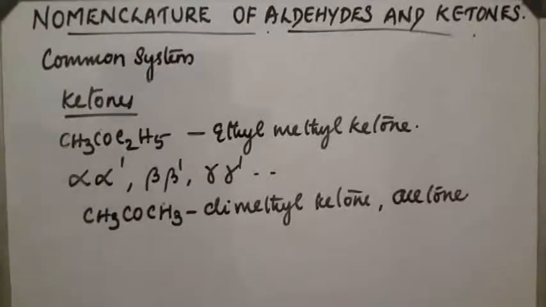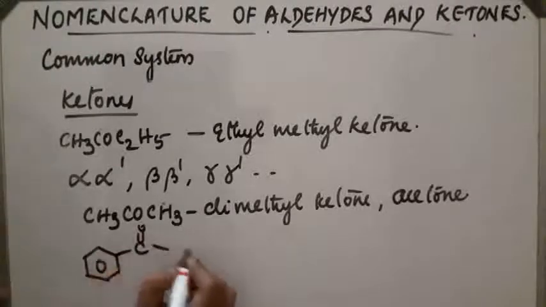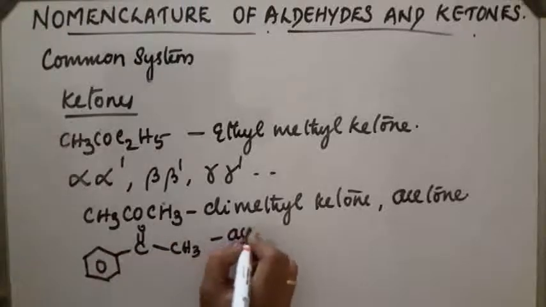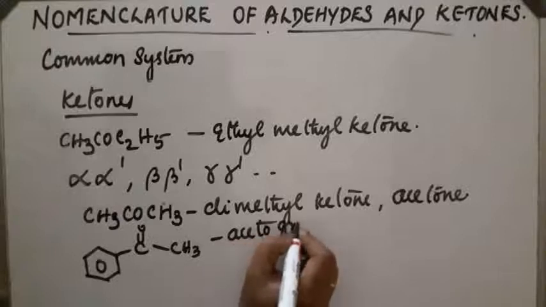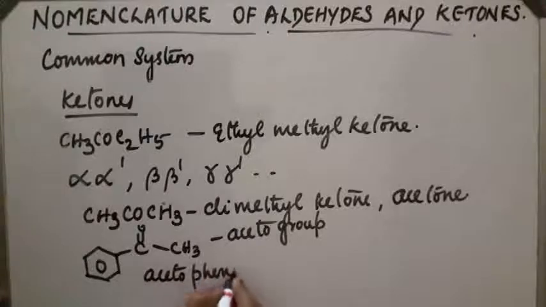Now, next case: if an alkyl group or aryl group is present on the two sides of the carbonyl group, C double bond O, CH3, this portion is called the aceto group. This is the phenyl group. So we can write it as acetophenone.